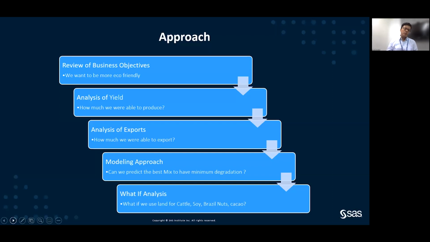analysis. So what if I use X% of land for soybean, Y% of land for Brazil nuts, Z% of land for cocoa, and how much would I be benefiting in terms of degradation, and how much would I be benefiting in terms of revenue. So this is the logical flow that we have adopted throughout in addressing this problem.